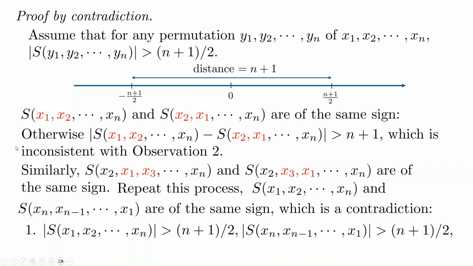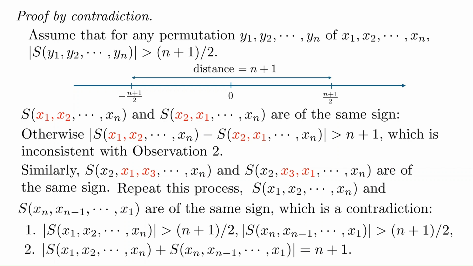By assumption, the absolute values of these two weighted sums are both strictly greater than (n+1)/2. If they are of the same sign, then their sum in absolute value must be strictly greater than n plus 1. This is inconsistent with observation number 1. Thank you for watching.